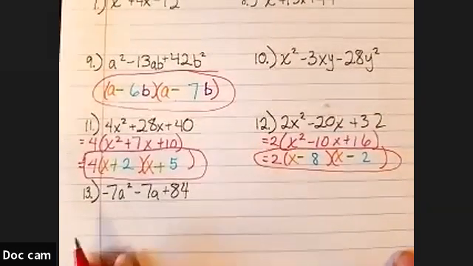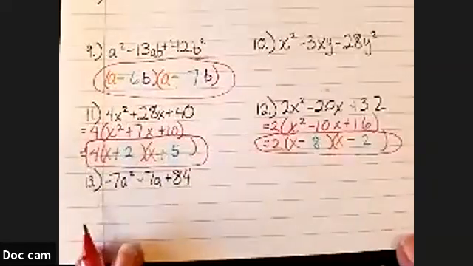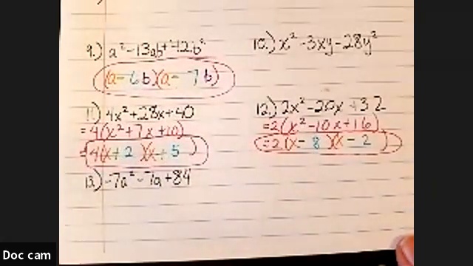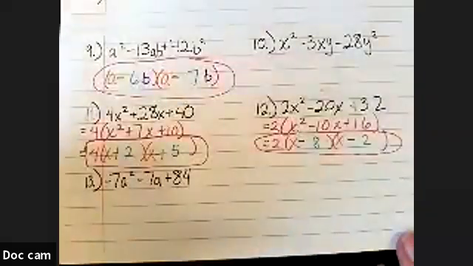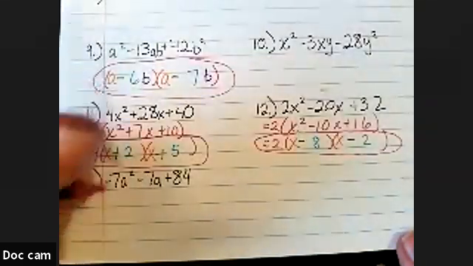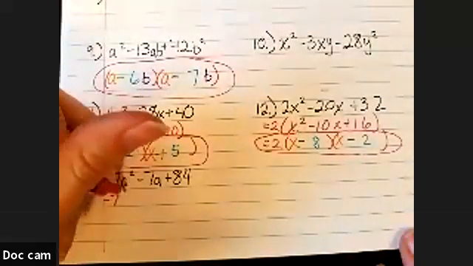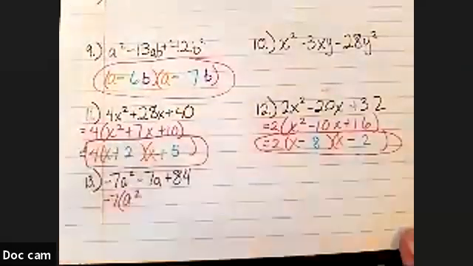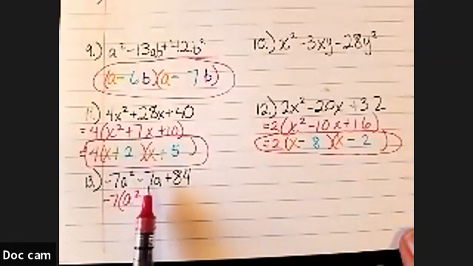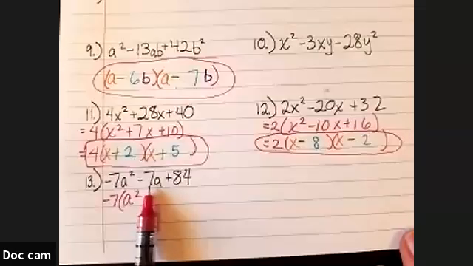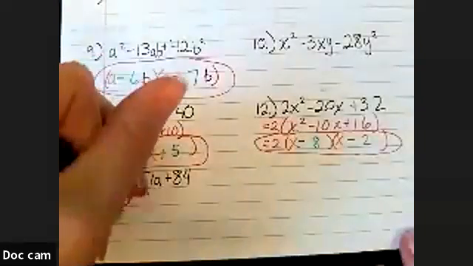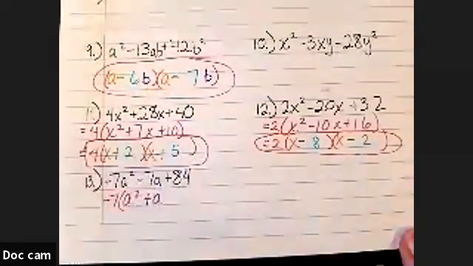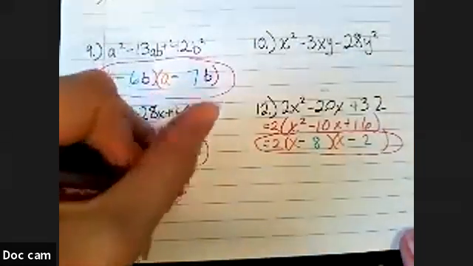And number 13, again, we want to factor out the GCF. Since there's a negative in the front, I'm going to go ahead and make it a -7 that I want to factor out. So -7, and then that's going to be a squared. If we're factoring out a -7, -7a divided by -7 would make that positive a, because the negatives cancel out. And then positive 84 divided by -7 is -12.